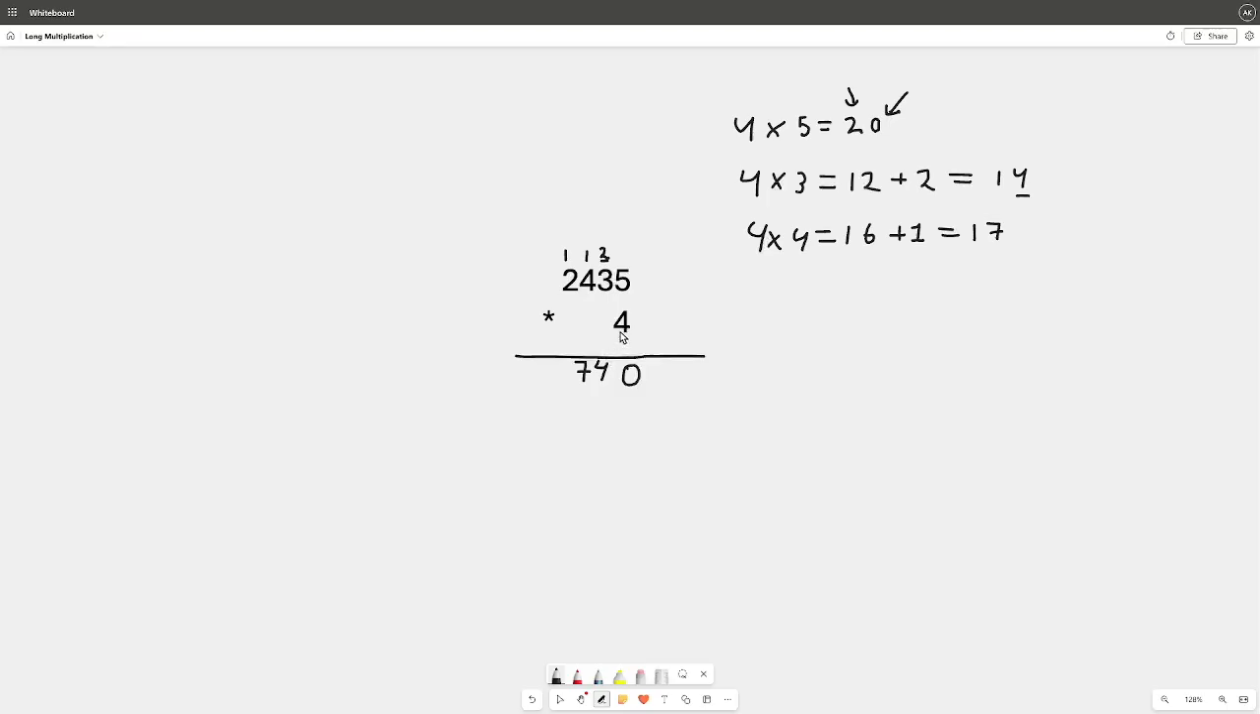What do we multiply next? Well, we do 4 times 2. And that gives us, what does that give us? 4 times 2 is 8, right? So we're going to write that down. 4 times 2 equals 8. And then we add the 1 plus the 1 there. And that's going to give us a 9. And that is it. We put the 9 right next to it. And that gives us the final answer. And our final answer is 9,740. All right. Let's move on to the next question.